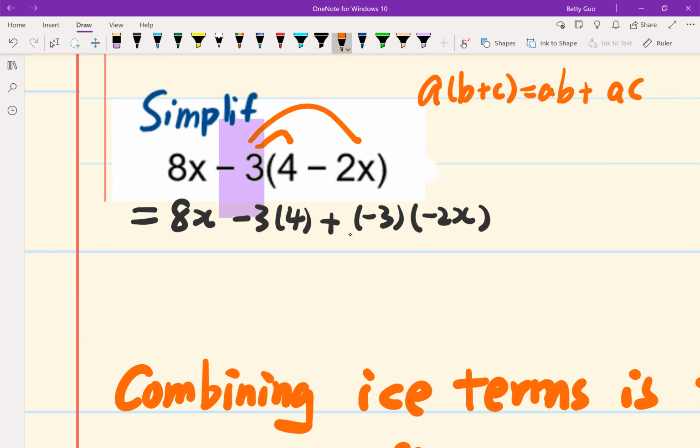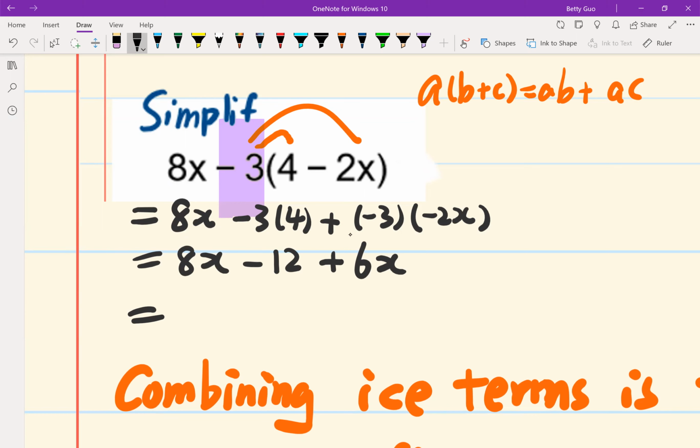And then I'm gonna simplify the next step. You see, I don't rush to finish all the steps in one. Do one step at a time. And I bring down 8x. And let's see what is negative 3 times 4. What is negative 3 times negative 2x? Yeah, very good.